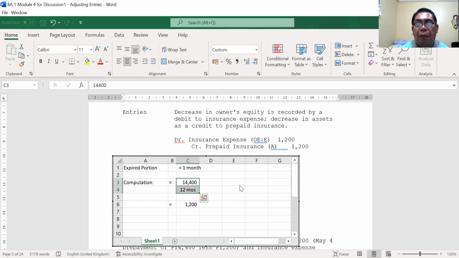Okay, the example here is only 1 month, but later on I will also show you an example of an adjusting entry for a year. So 1,200 per month. Since we only prepare for 1 month, for the month of May, the adjusting entry amount would be 1,200.